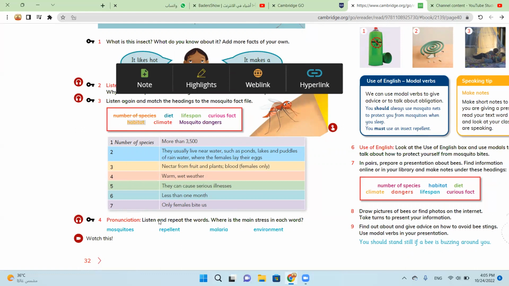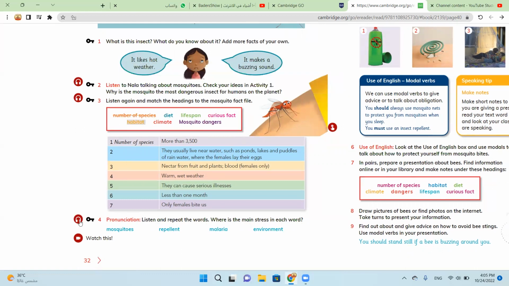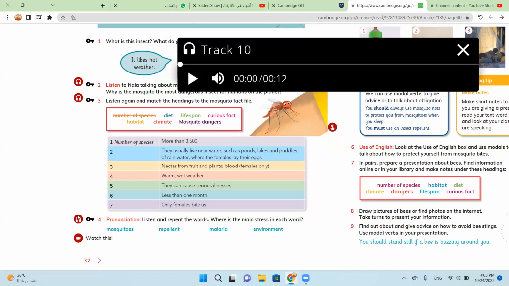Pronunciation. So we will listen and repeat the words together. So let's start listening. Track 10.